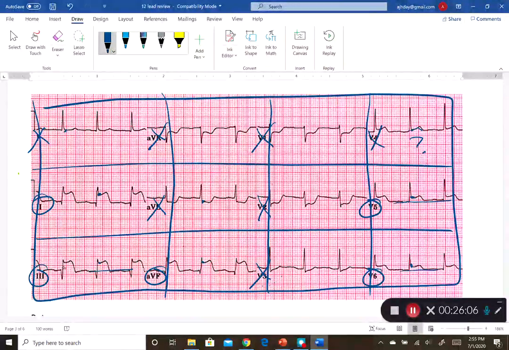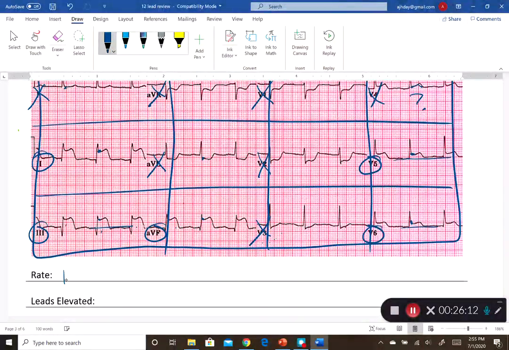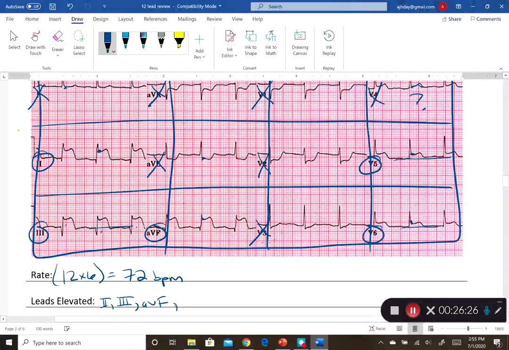To figure out a rate, 1, 2, 3, 4, 5, 6, 7, 8, 9, 10, 11, 12. So 12 times 6 to get my rate equals 72. My leads elevated, I have 2, 3, and AVF. I also have V5 and V6.